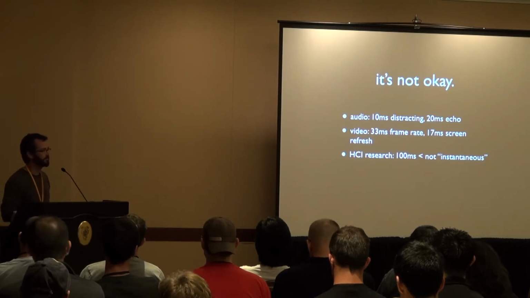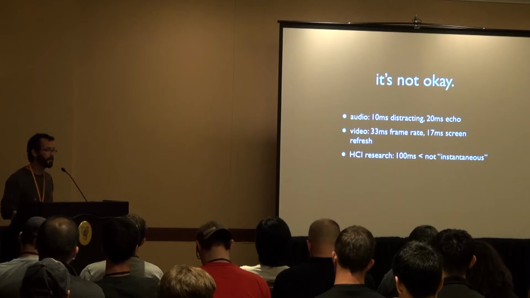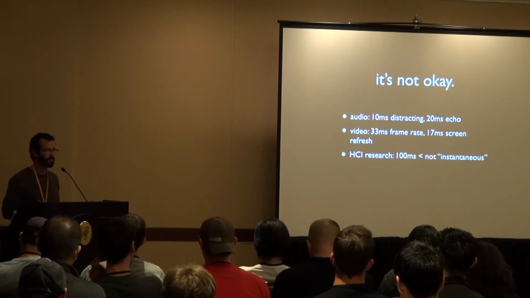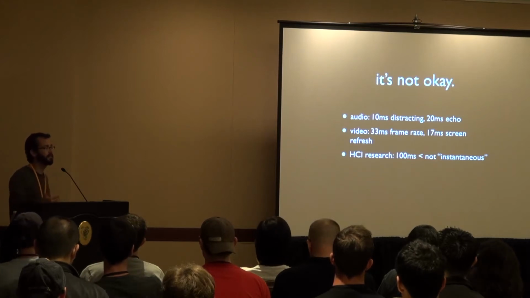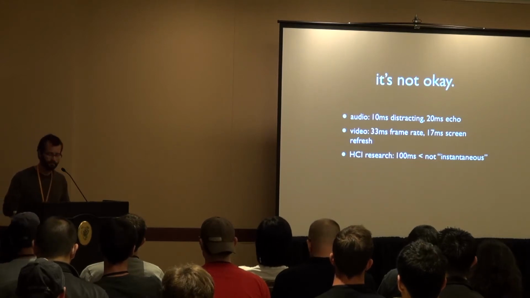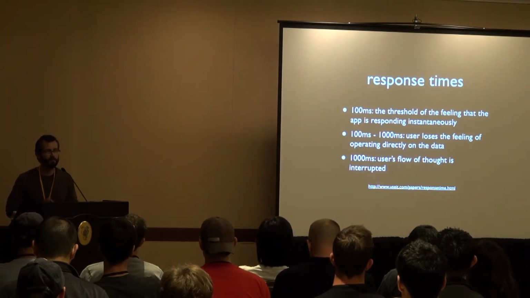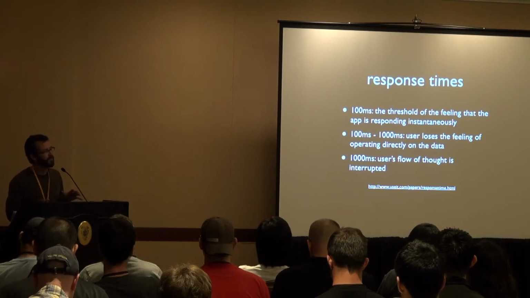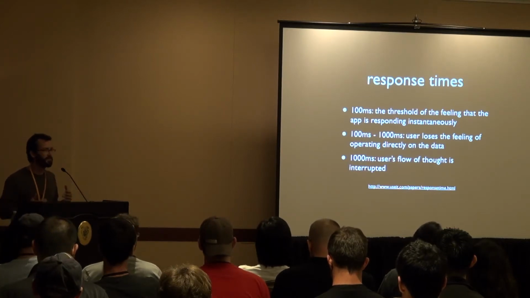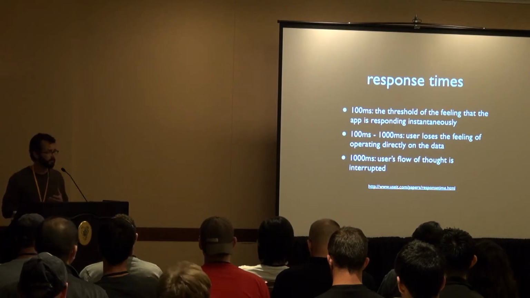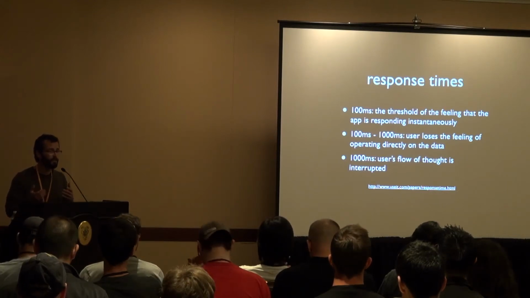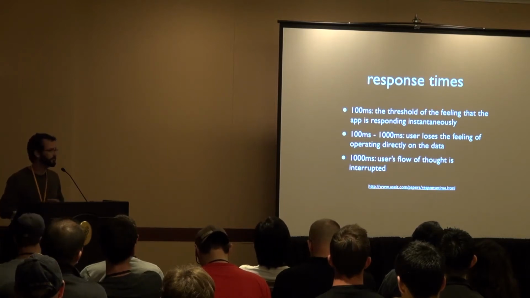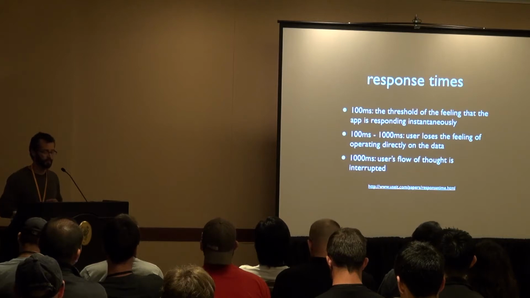These statistics are true of human beings rather than of machines. People start to perceive that computers are not responding instantaneously at the threshold of about 100 milliseconds. And that's really important because there's a certain gray area after 100 milliseconds where the user starts to lose the feeling that they're operating directly on the data, and eventually they lose their train of thought. They become unable to really follow the application at a certain point.